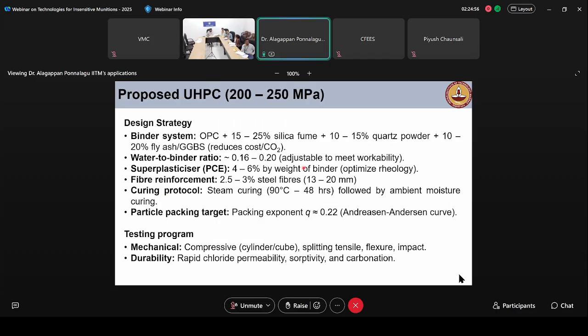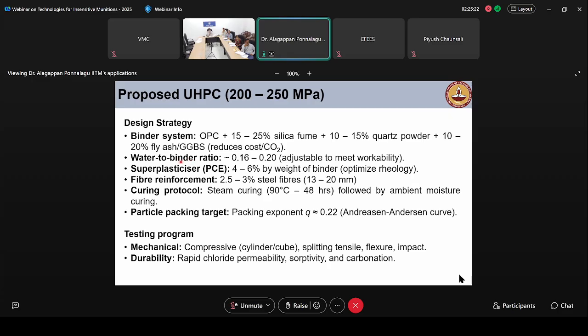So how are we going to approach this proposed UHPC, where we achieve a compressive strength of 250? As I told, there are various components in the UHPC: ordinary Portland cement, silica fume, quartz powder, and then fly ash. We need to optimize what the configuration is going to be. Even though the literature gives some range, we need to come up with exactly what range will work for our specific applications.